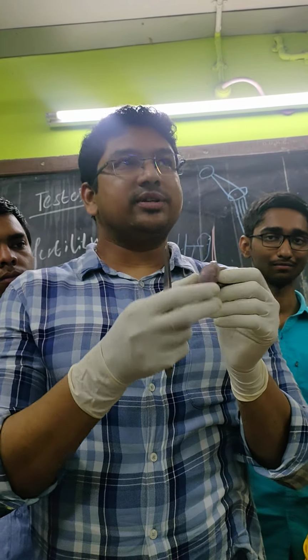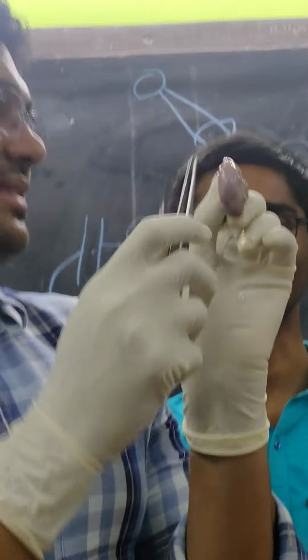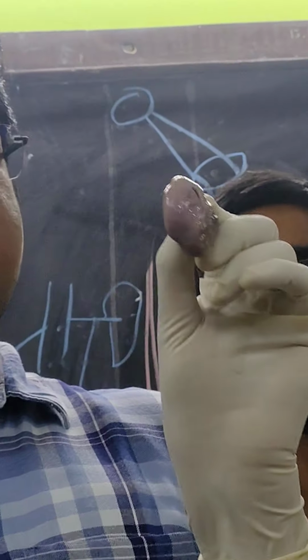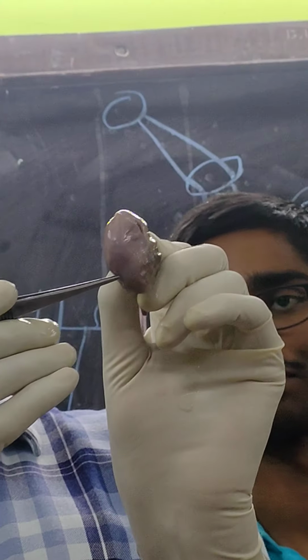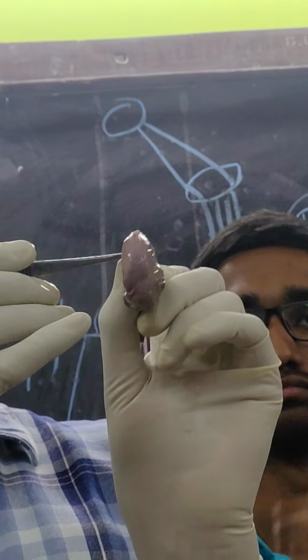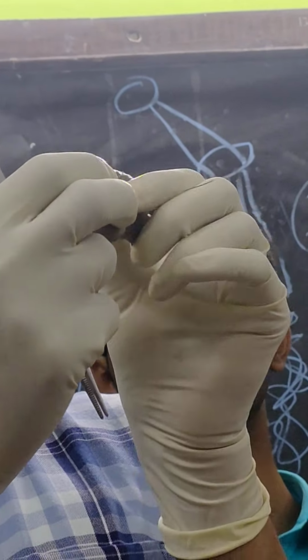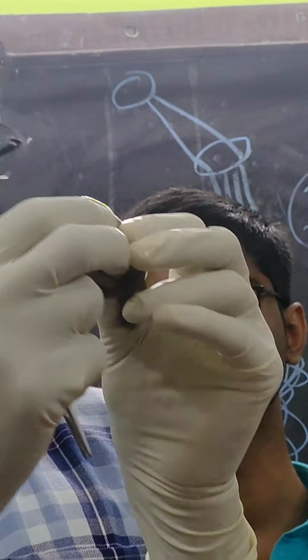Let us see all the parts of the testis first of all. I have told you already, this is the testis. It contains the upper end, lower end, anterior border which is convex and smooth, and posterior border where the epididymis and vas deferens are present. So this attachment represents the posterior border of the testis.